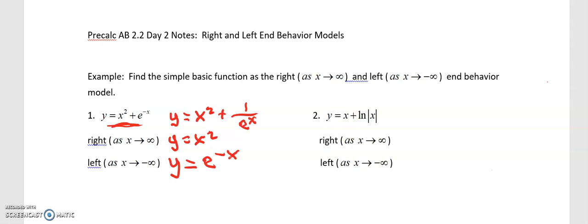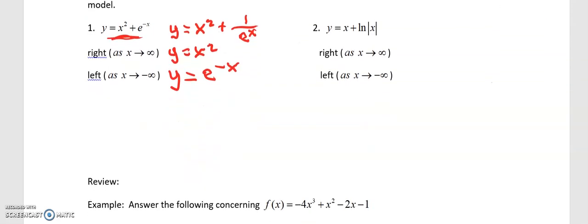Let's do another one. All right, so here we have y equals x plus the natural log of the absolute value of x. And I don't know that we know the natural log of the absolute value of x, so let me lower this a little bit. And just below here, I'm going to graph only y equals the natural log of the absolute value of x.